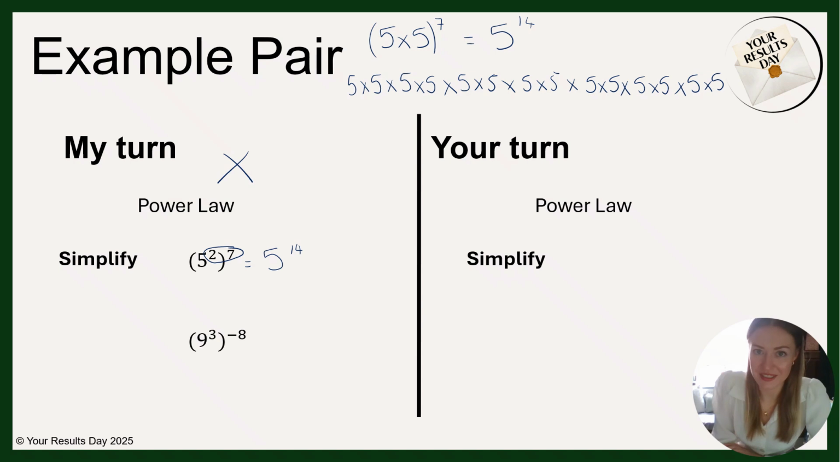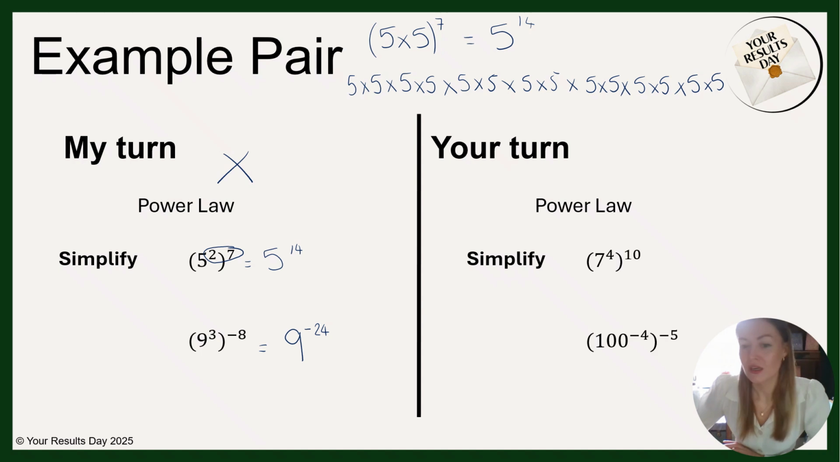We times them together. So the power law, and that's where you've got one value with a power raised to another power, that's why we call it the power law, we multiply the powers together. So 5 to the power of 14. So with this second one, we've got a base of 9, and I'm doing 3 multiplied by -8, which is -24. Once again, here are two questions for you to have a go at.